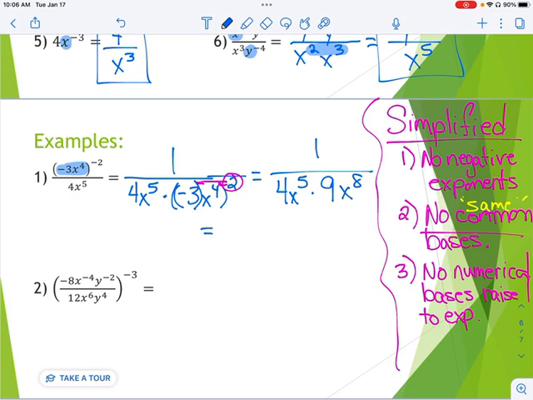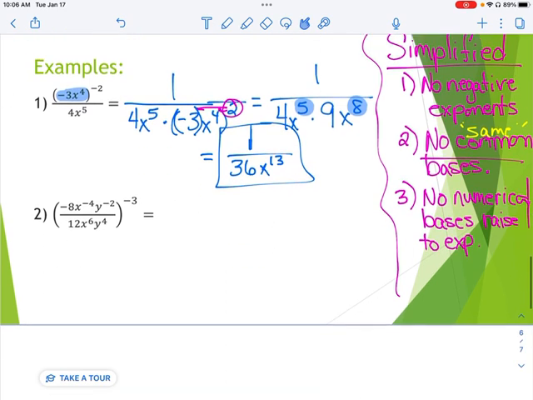So now I put that together, so I have 1 over, and I'm going to take 4 times 9, which is 36, x to the 5 times x to the 8th, which is x to the 13th. Because remember, we take those two exponents and we add them together. And that would be my simplified answer. All right, let's try number 2 here.